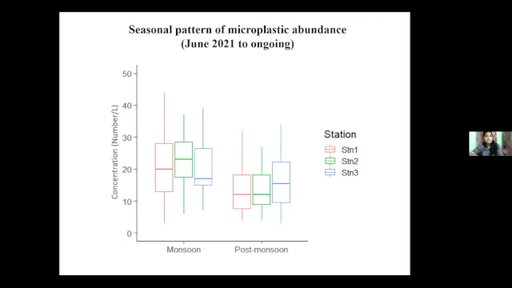Looking at it station-wise, we can see that in monsoon, Station 2 is showing a high abundance of microplastic, and Station 3 is showing a lower abundance of microplastic. I can remind you that Station 3 was outside, in the Muriganga estuary, and Station 2 was located at the mouth of the Chimaguri Creek. But in the post-monsoon season, Station 3 shows a high abundance of microplastic as compared to the other two stations.